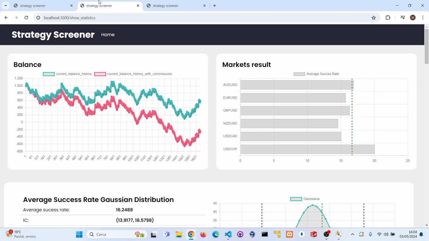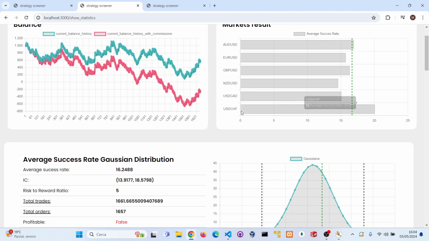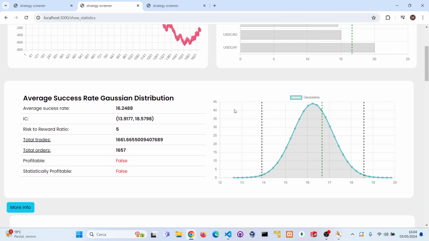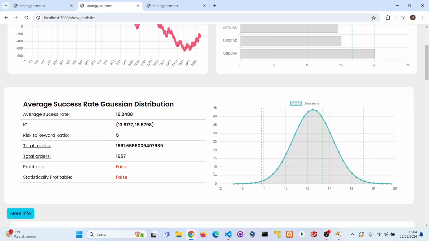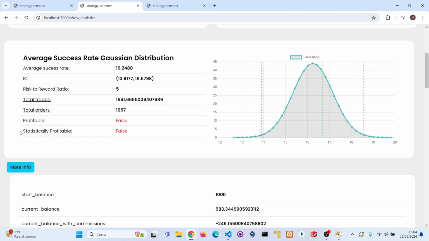I have already written the basic conditions, and as you can see, you would not have been profitable with the commission and without the commission. Very bad. Only on this symbol you would have been profitable, because I'm only testing the strategy on these forex pairs. In order to break even, you must have at least an average success rate of 16.6, and the average success rate in this case was here, and you would not have been profitable, nor statistically profitable.